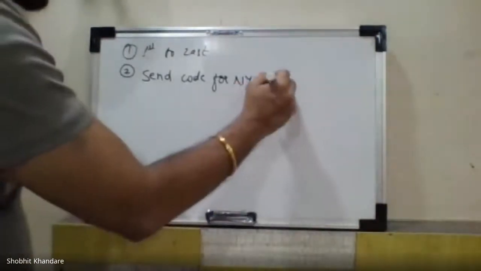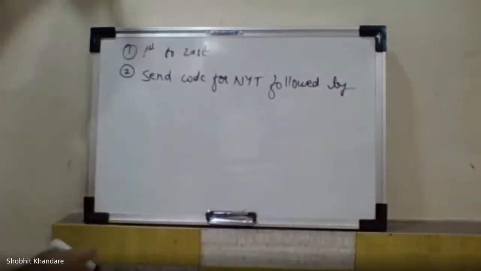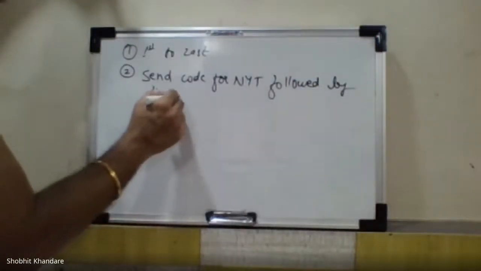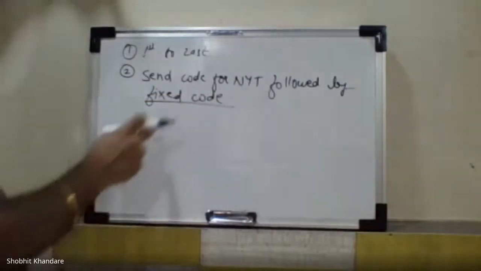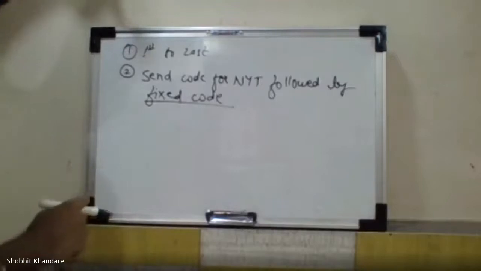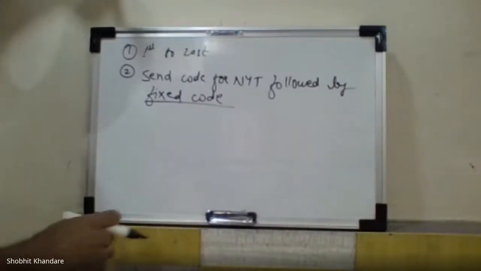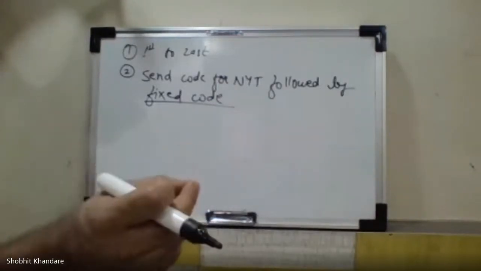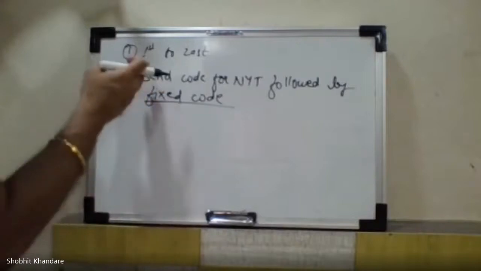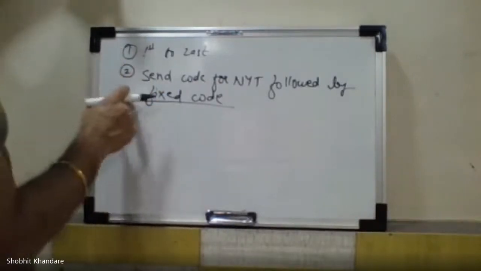followed by fixed code. Fixed code को underline करो, and please underline the fixed code, because fixed code के लिए भी we need to write down the steps. Okay, so this is number 2. While writing down, please pay attention to what you are writing. Each and everything I'll be explaining, but while writing it down, pay attention to what we are writing down.